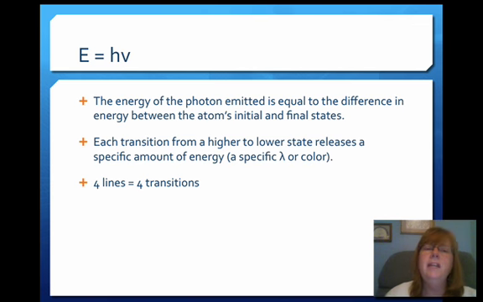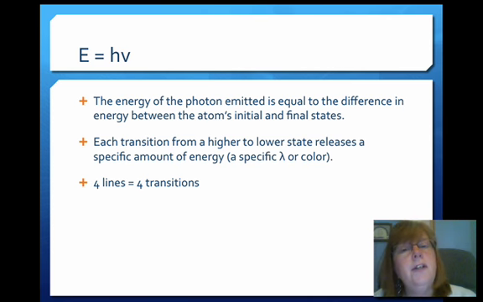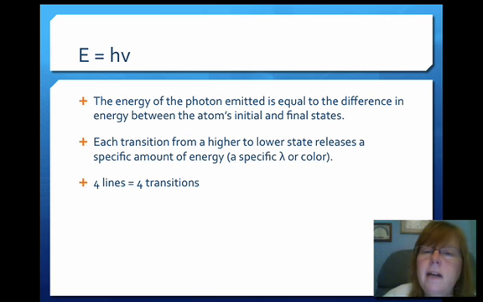All right, the energy that this photon is emitting is equal to the difference in the energy between those atoms' initial and final states. So each transition from a higher energy level to a lower energy level is releasing a specific amount of energy, has a specific wavelength, and if that wavelength falls in the visible spectrum, we can see the color. We had 4 lines for hydrogen gas, so we were anticipating 4 different transitions.